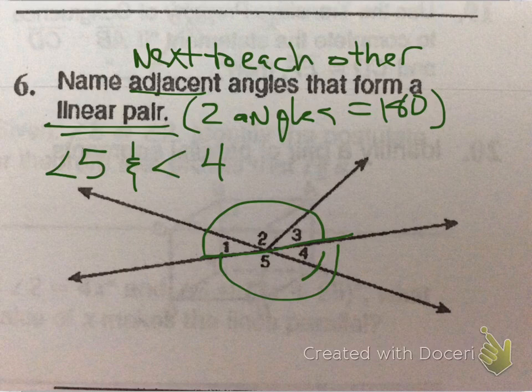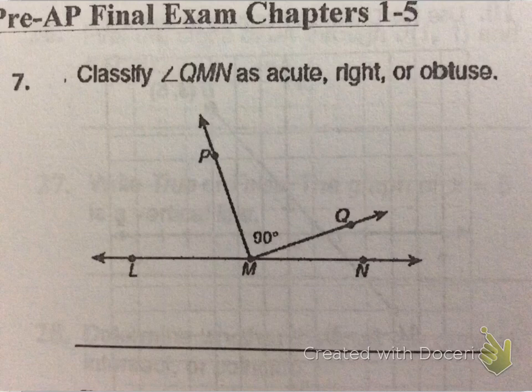Wow, that just kind of came out of nowhere. Keep in mind that adjacent means they got to be next to each other, but there's only 2 angles that make up that 180 degrees. So in this case, these 2 are those. Classify acute, right, obtuse. That should be fairly easy. Obviously, you can tell that this one's going to be acute. Number 7, B. Let's call it that.